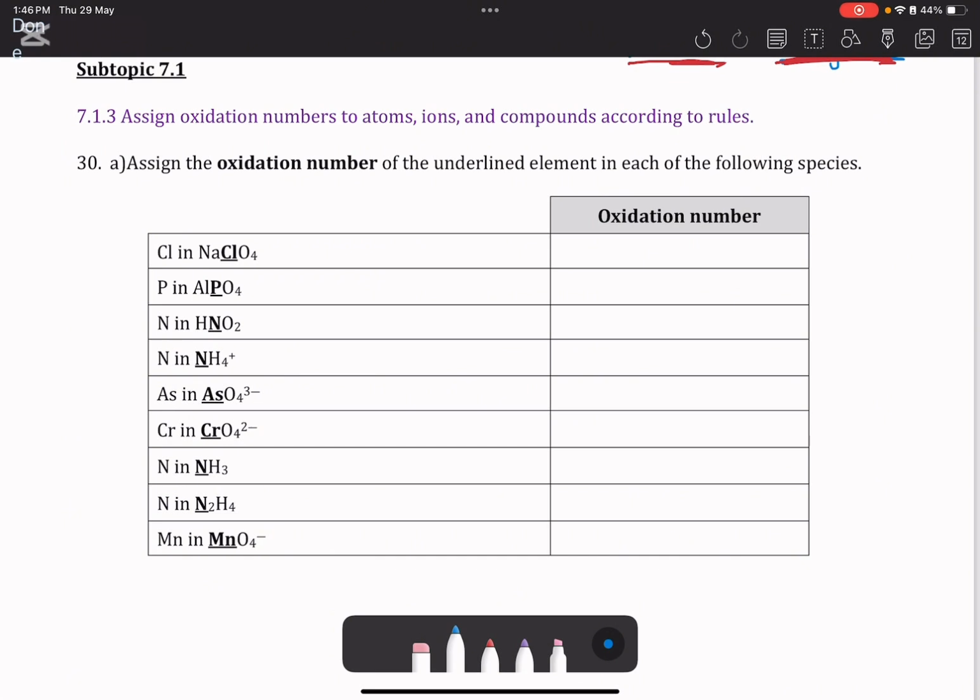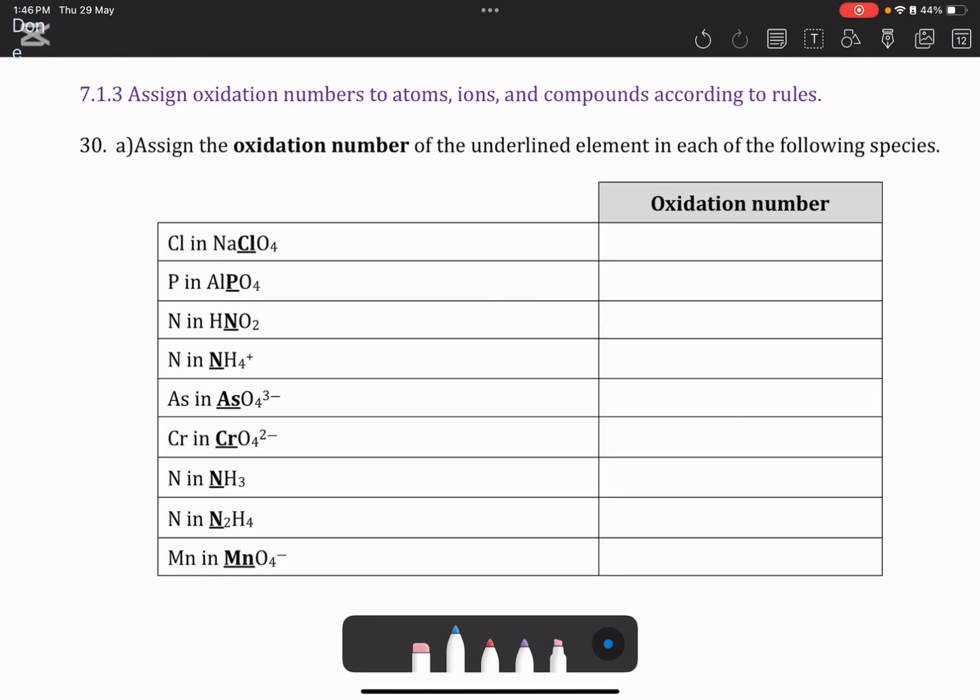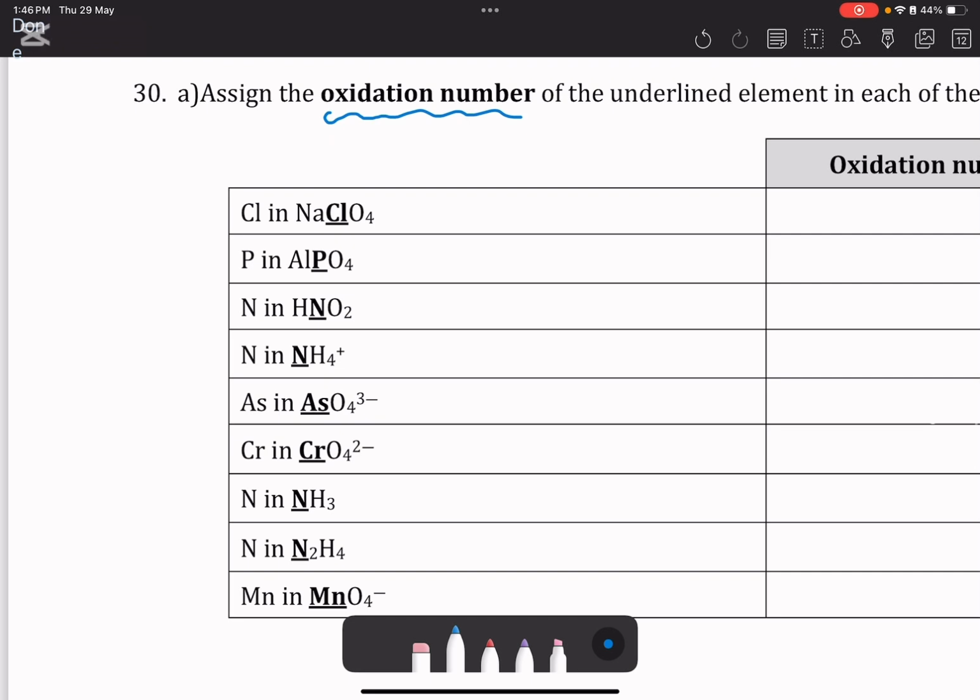Now let's move on to assigning oxidation numbers to the compounds and ions given. Again, I would like to mention that on my YouTube channel there's a playlist named, I think, electrochemistry. If you look at it, you will find a video explaining how to find the oxidation number of any given substance. Now, briefly, I'm just going to put some points.